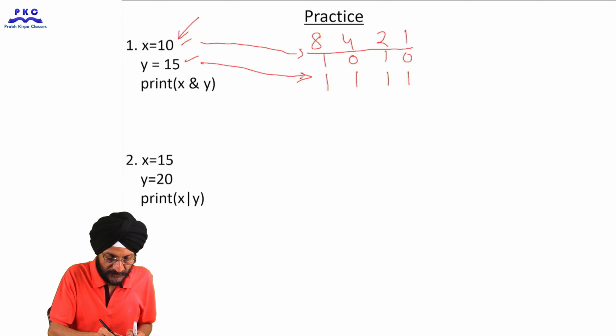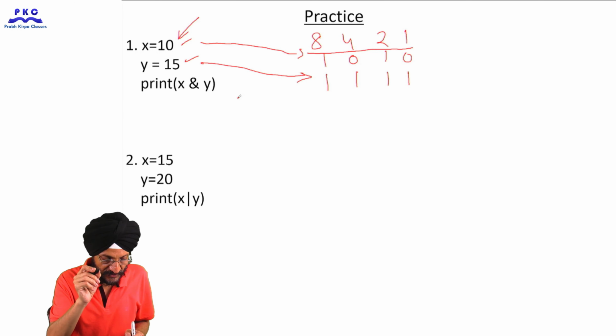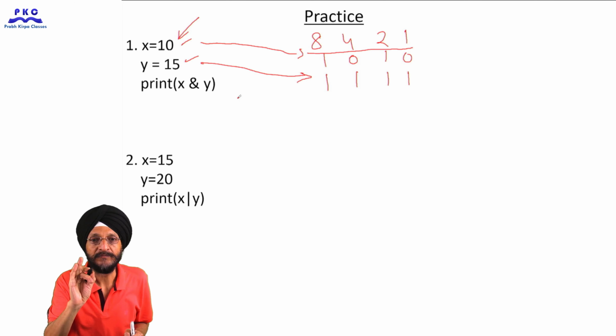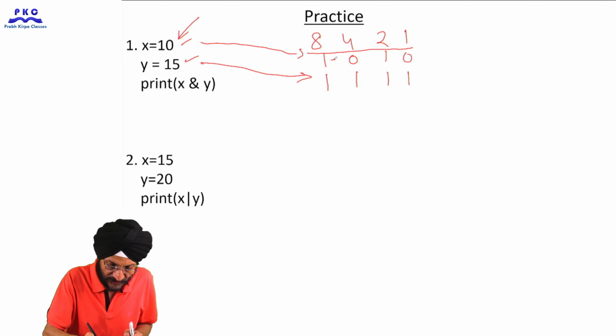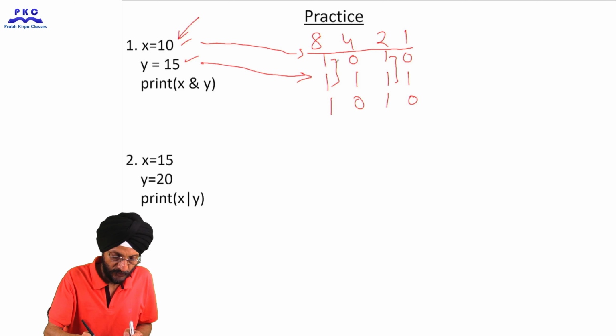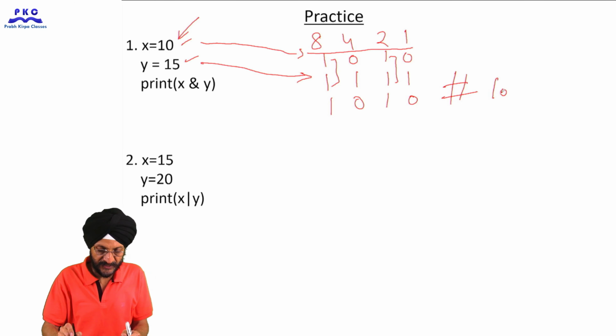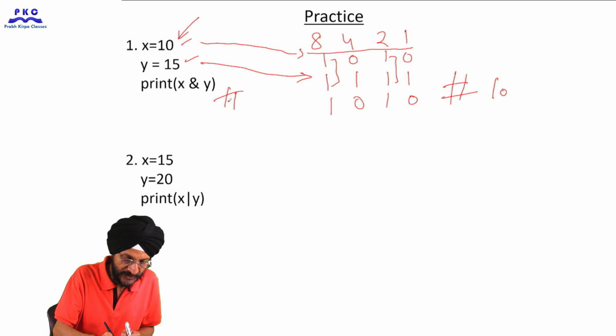So here it is given print X bitwise AND Y. The bitwise AND operator returns 1 only if both the bits in that position are 1. Here it is 1, it is 1. So here it is 1, 0, 1, 0. Both the bits are 1, otherwise 0. Both the bits are 1 here. So what is the outcome? Outcome is 8 plus 2. This is 10. So here the output is 10.